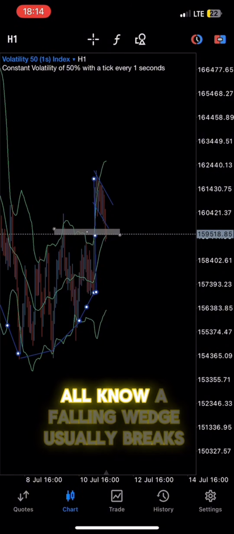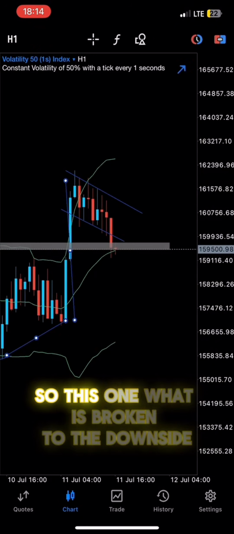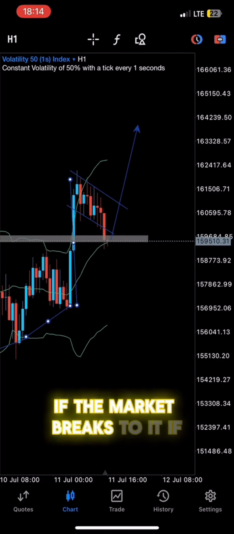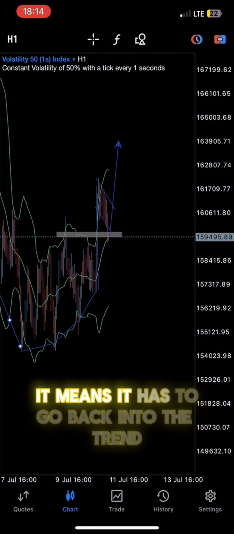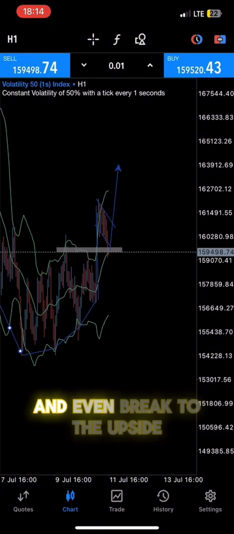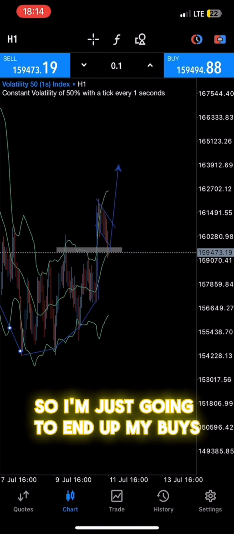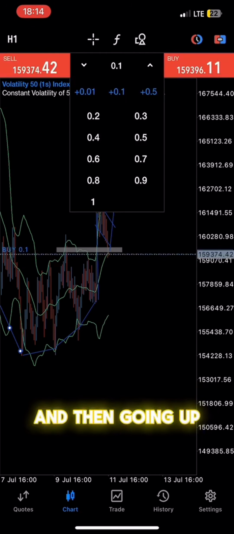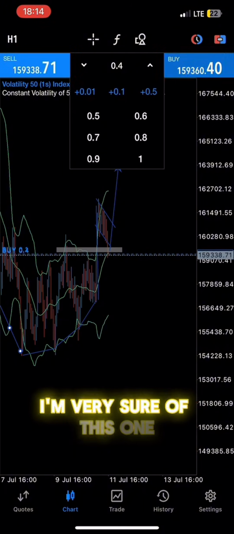As we all know, a falling wedge usually breaks to the upside. So this one is broken to the downside. If this pattern breaks to the downside, it means it has to go back into the trend and even break to the upside. So I'm just going to enter my buys and then wait for the market to go back into the trend and go up. Let's enter and see what we can get from this one. I'm very sure of this one.